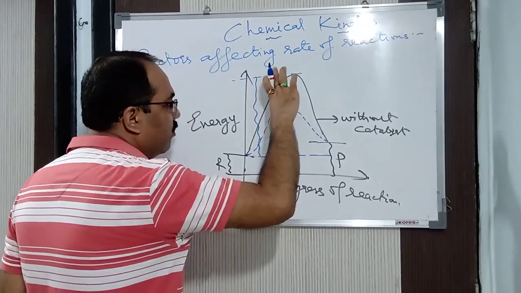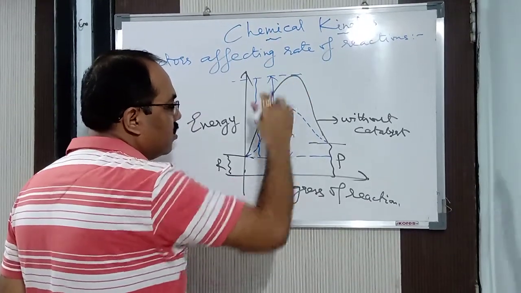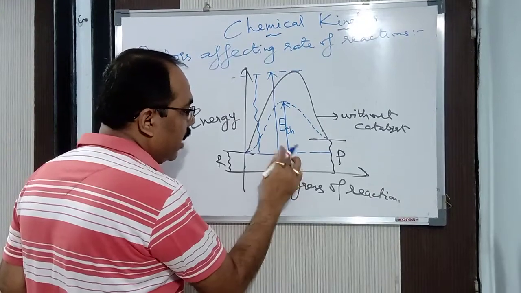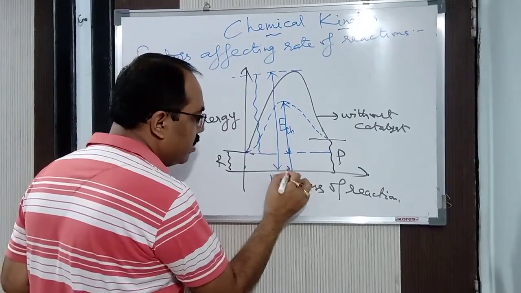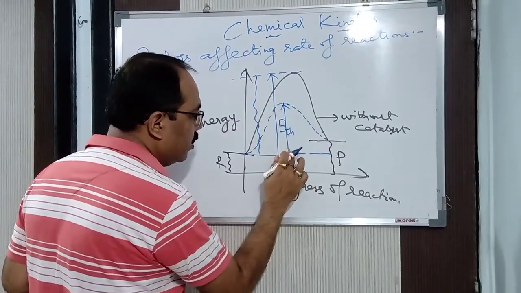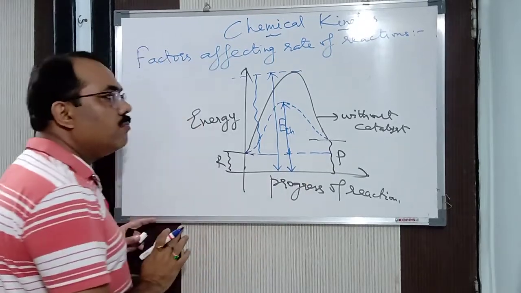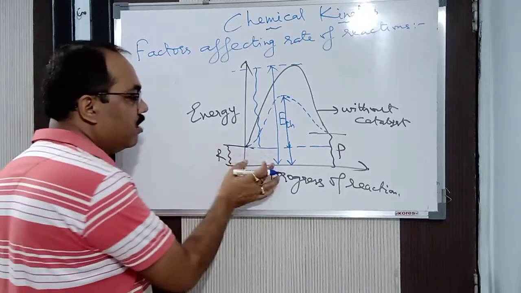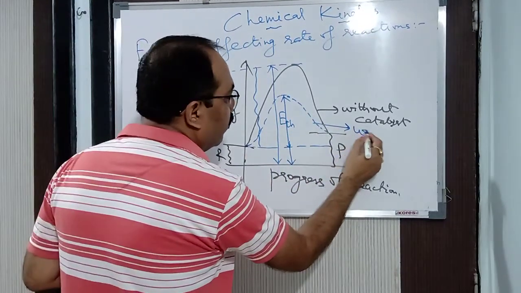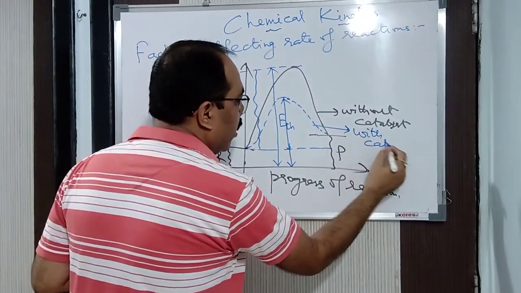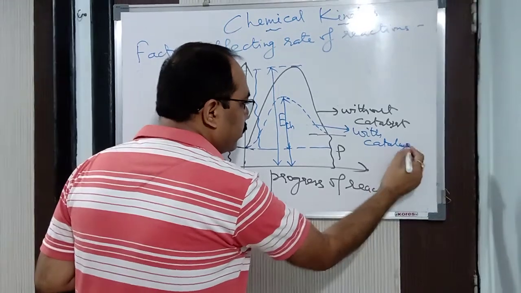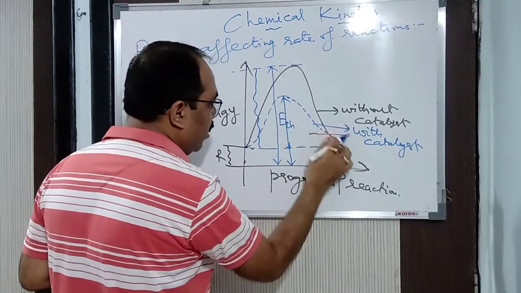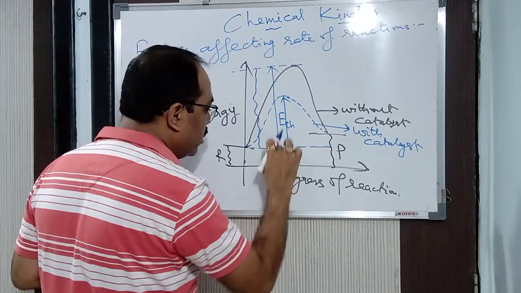And without catalyst, this is the threshold energy. See here, and here, what is the threshold energy? This one is the threshold energy, from here to here. Clear? So which is more threshold energy? In which case is more energy required to carry out a particular reaction? In the first case. This is with catalyst, the blue one, the graph. Are you getting what I am saying? This graph, the black one, is without catalyst. This is the threshold energy required.